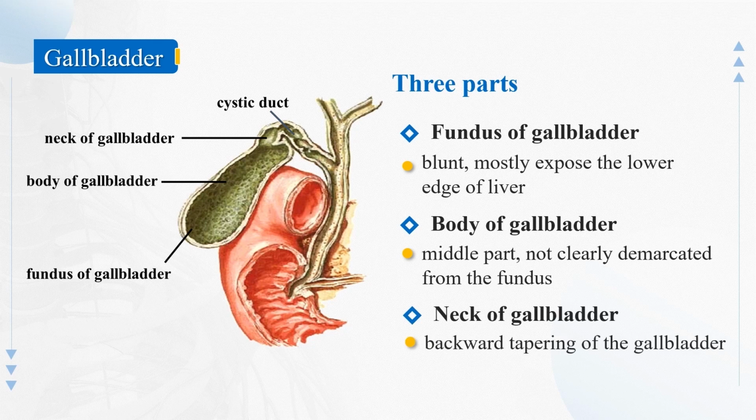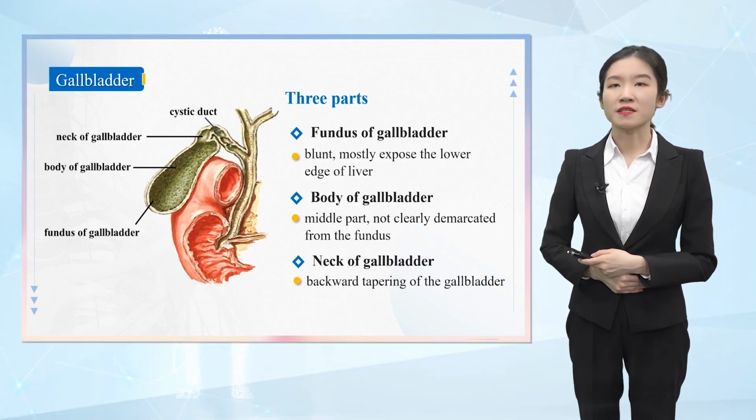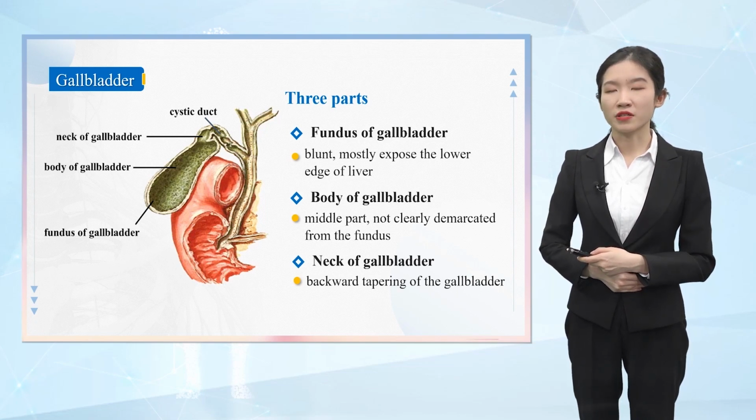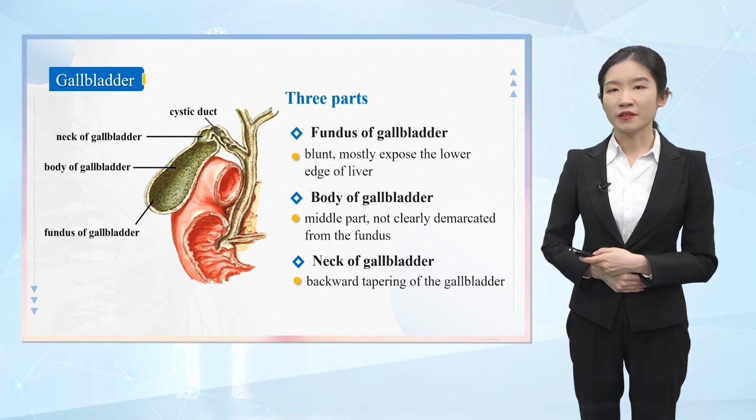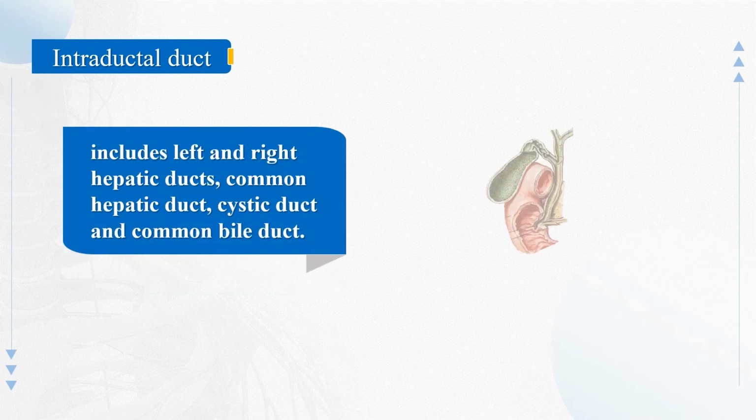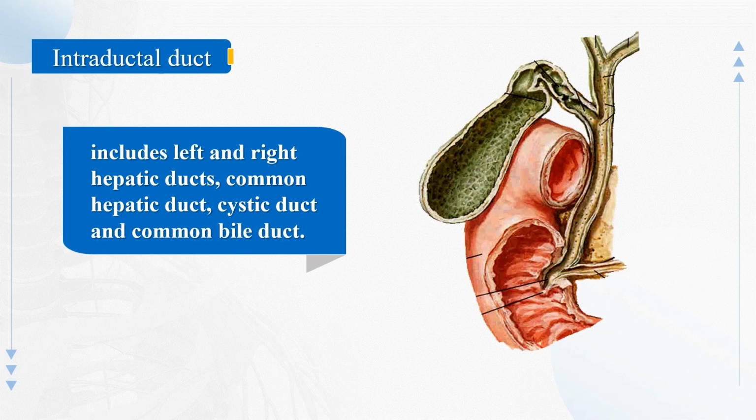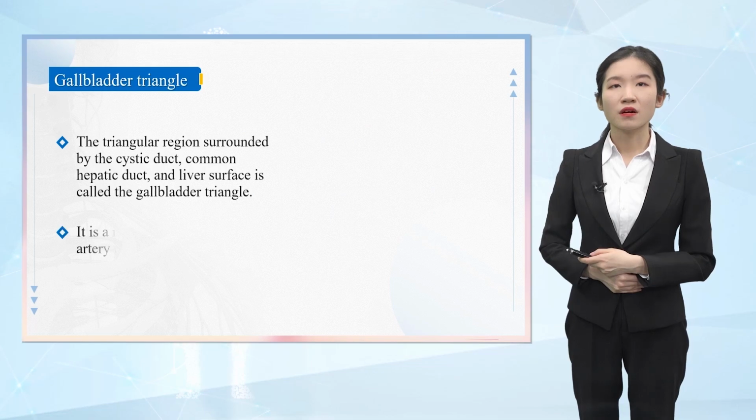The fundus of gallbladder is blunt, mostly exposed at the lower edge of liver. The body of gallbladder is in the middle part and is not clearly demarcated from the fundus. Neck of gallbladder is backward tapering of the gallbladder. Extrahepatic duct includes left and right hepatic ducts, common hepatic duct, cystic duct, and common bile duct.